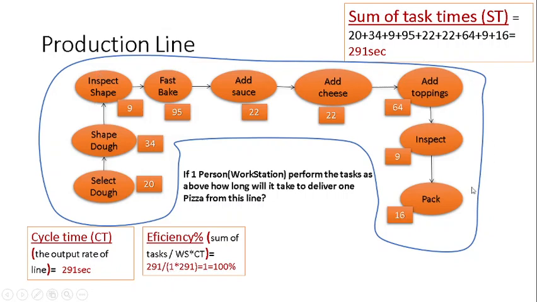workstation because, as we said, we assigned all the tasks to one person. And as we said, the cycle time is 291. So the fraction is equal to 1. So our efficiency is 100%.